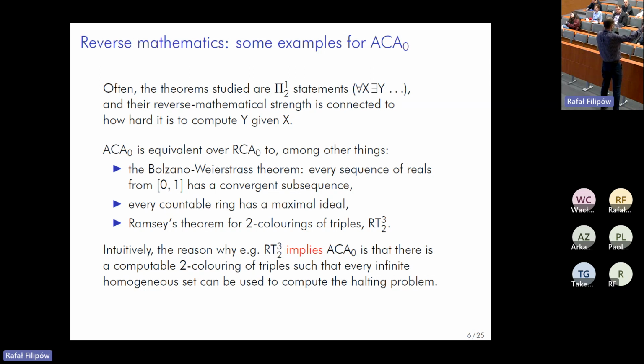So the Turing jump of zero, say, of a computable set. So that's how you get it. That's typically how you prove these relatively easy equivalences or implications from a theorem to AC0.